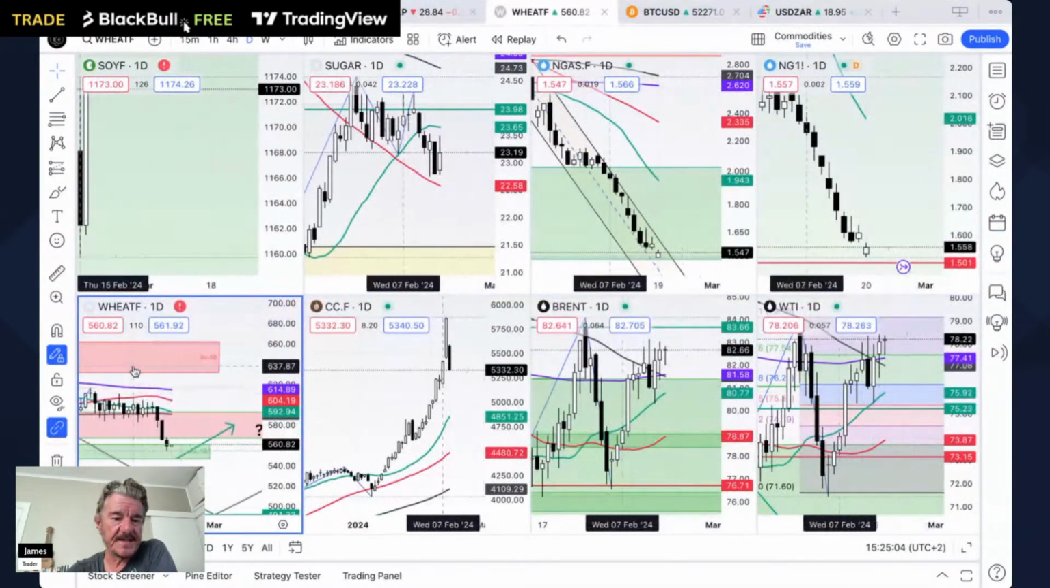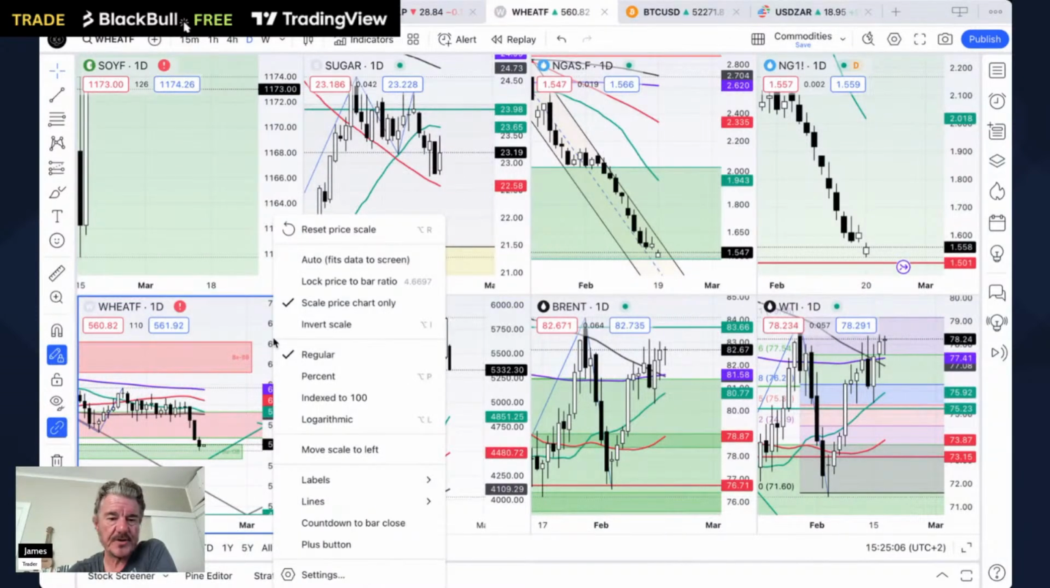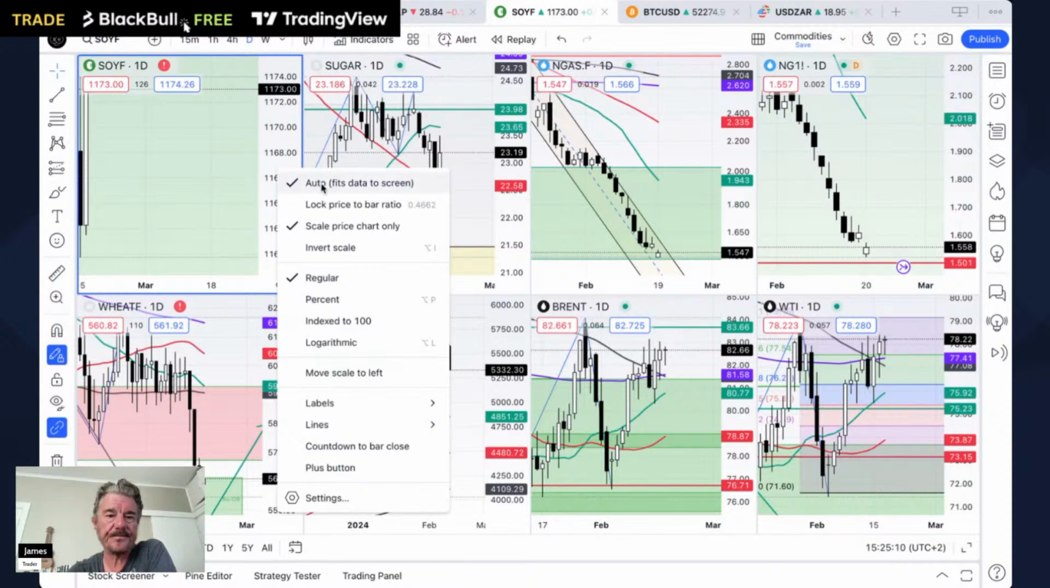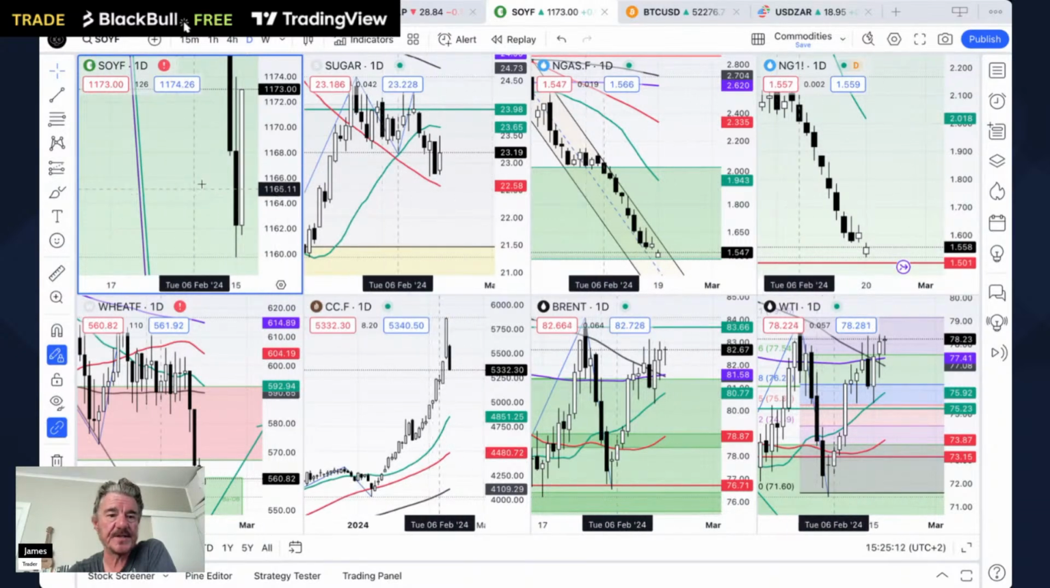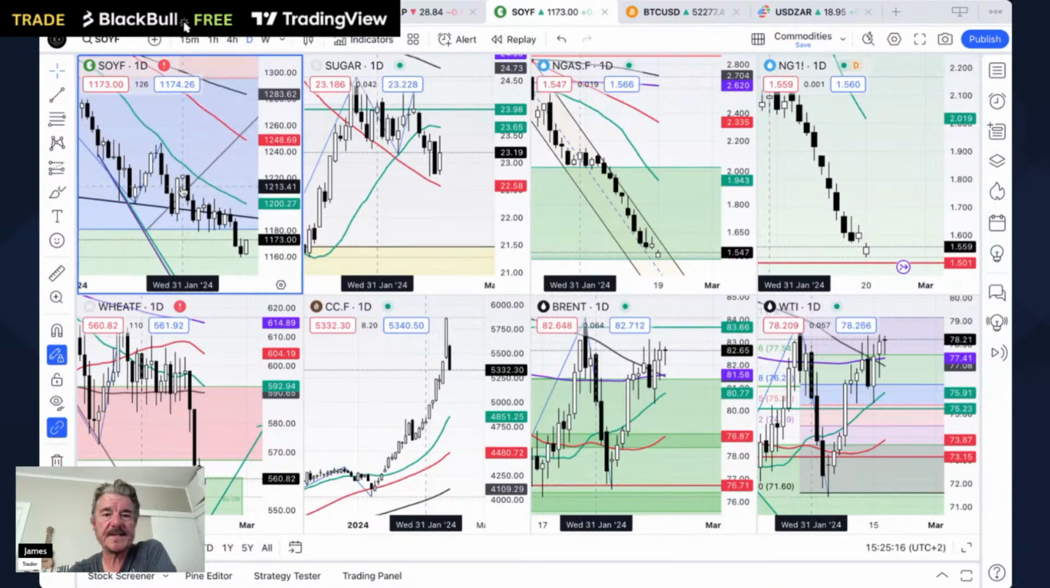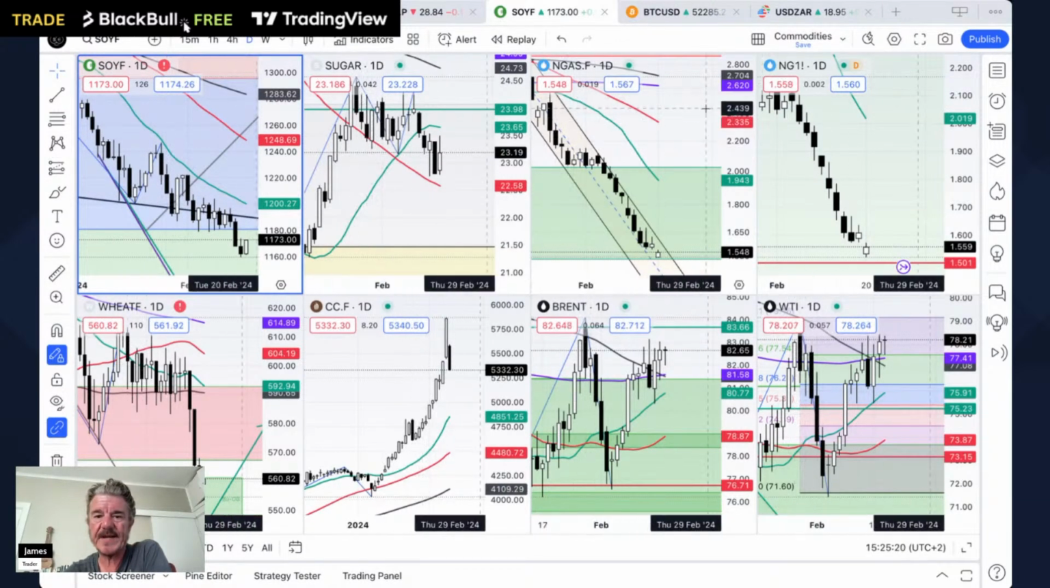Now let's get into the things that you're interested in mostly, and that's natural gas. So I'm going to spend the rest of the time on this, and then I'll go into some of the questions. What I need to do here is reset price scale. There we go. So that's soya. I will get back to some of these if you've got questions on them. Don't worry about that.